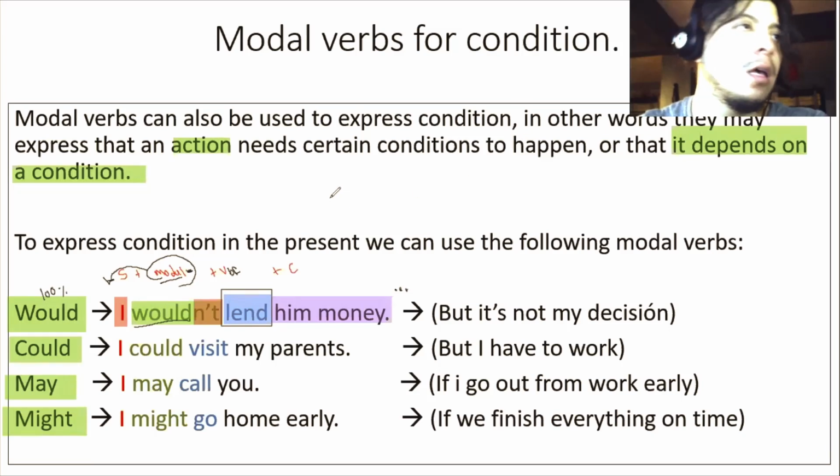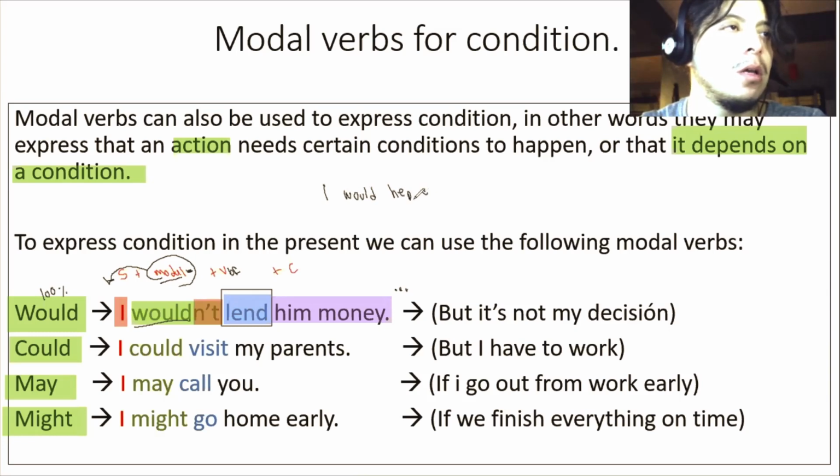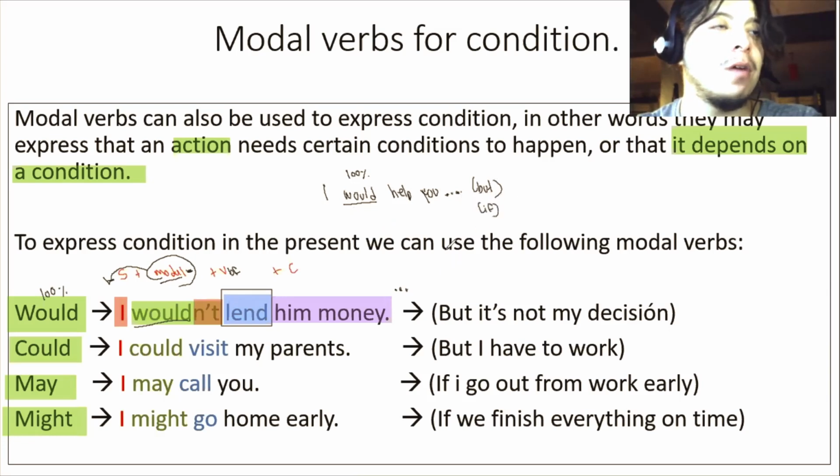You can say, I would help you. Help. I will help you. When you are using would, you are saying 100%. This is a decision that I have made. I will help you. But because this is a conditional, it means I will help you, but I will help you if. I will help you when. So you're not saying what the condition is, but necessarily there is a condition. Me helping you, it depends on something.